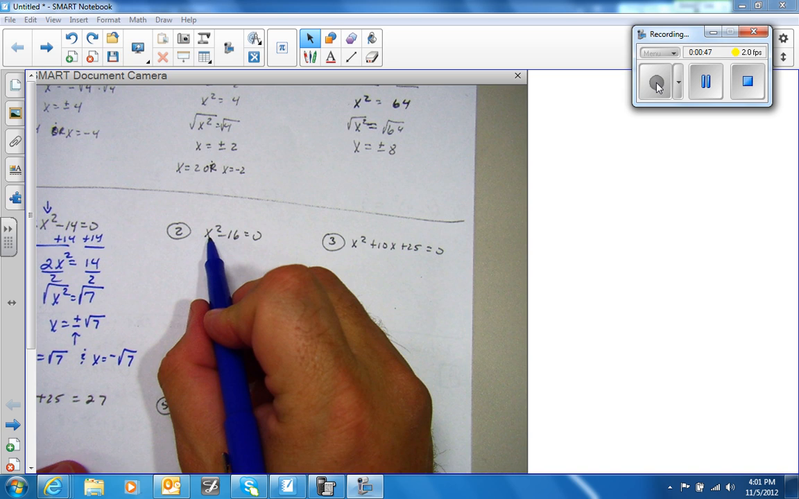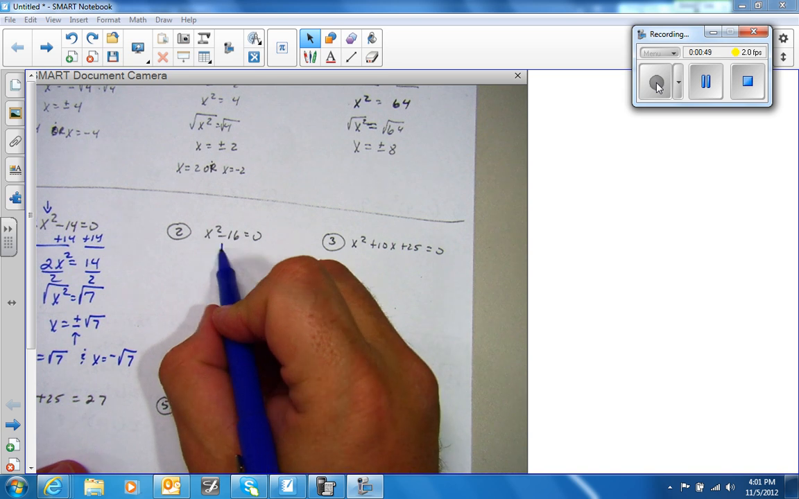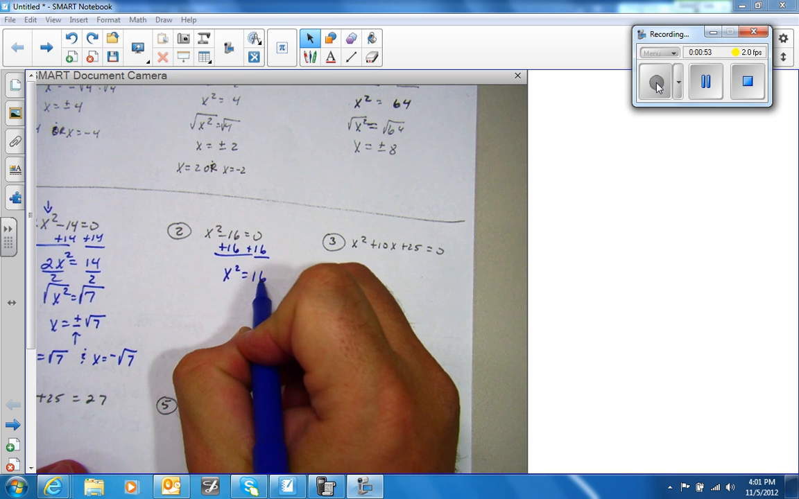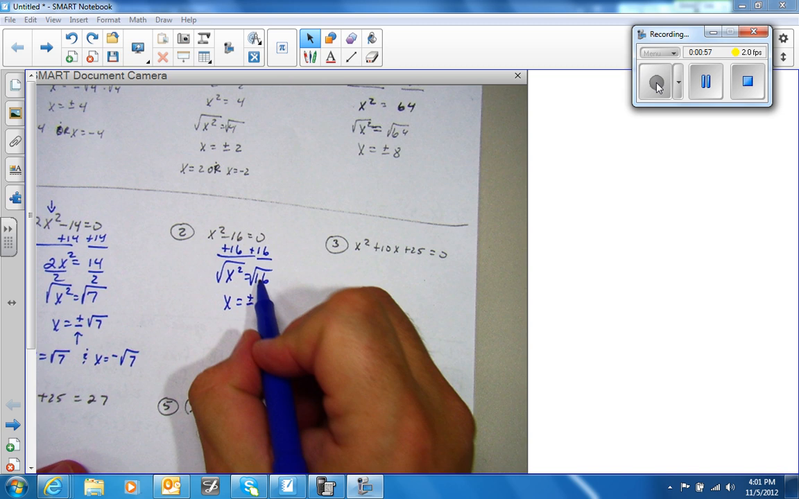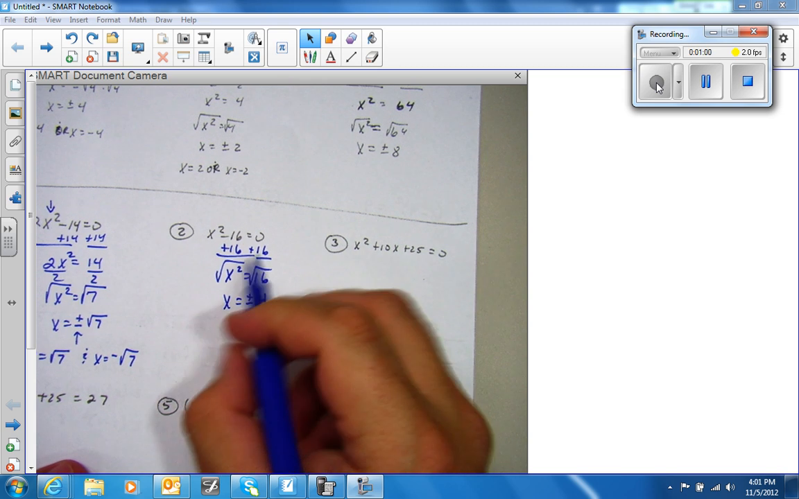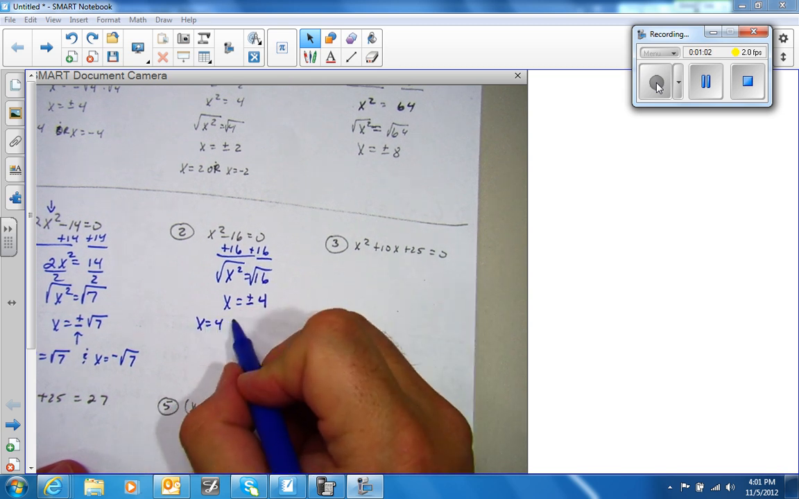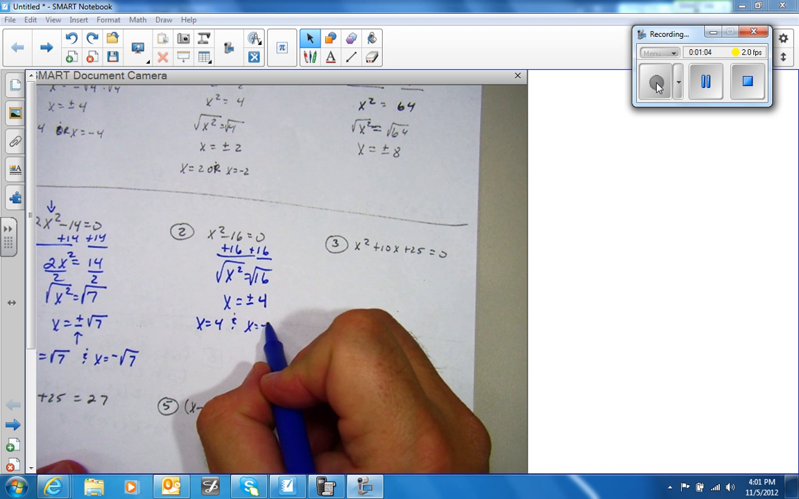Okay? Step number 2. Here we're going to isolate the x squared, so we're going to add 16 to both sides. X squared equals 16. Square root on both sides, I get x equals plus or minus. Remember, the square root of 16 is 4. So that means x is equal to 4, and x is equal to negative 4.